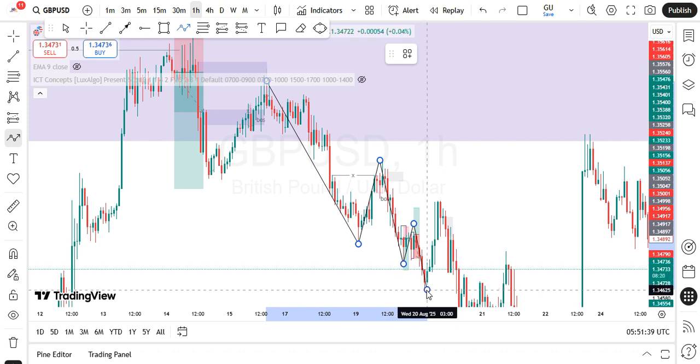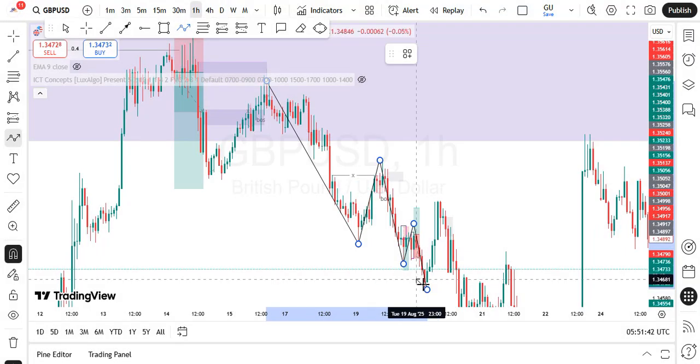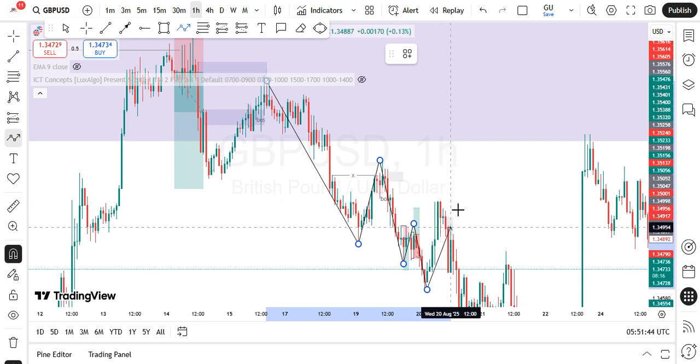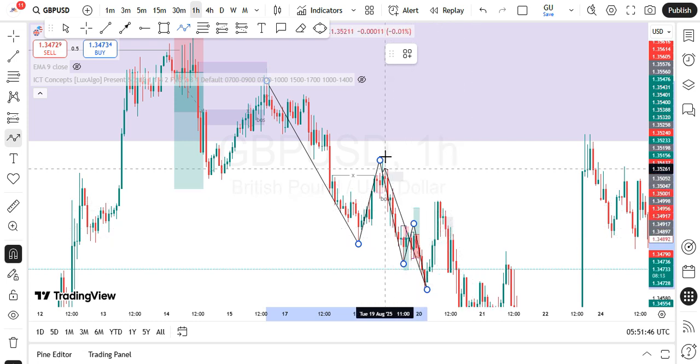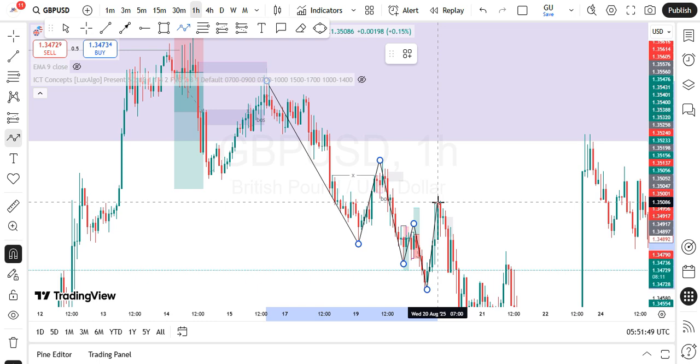Now, just like we said, there was a sweep of liquidity at this point because this becomes a structural level. Liquidity was swept at this point, and then the market even went more down.